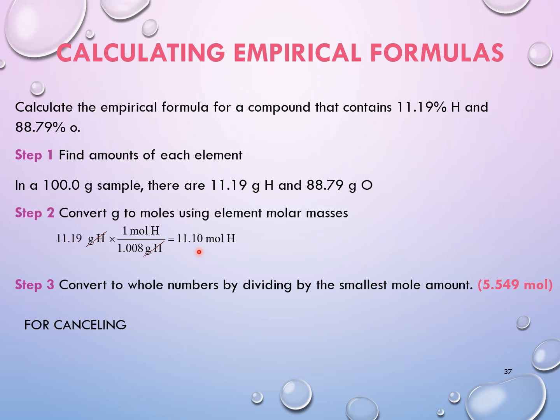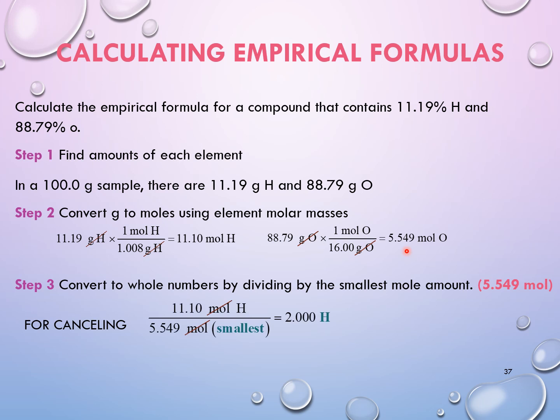So I have 11.10 moles of H, and then I have 5.549 moles of O. Okay, so that's just saying first we turn it to grams, and then we use the molar mass to convert it to moles for both of them. And then now we have H as 11.1, O as 5.549. So obviously the smaller number is 5.549.